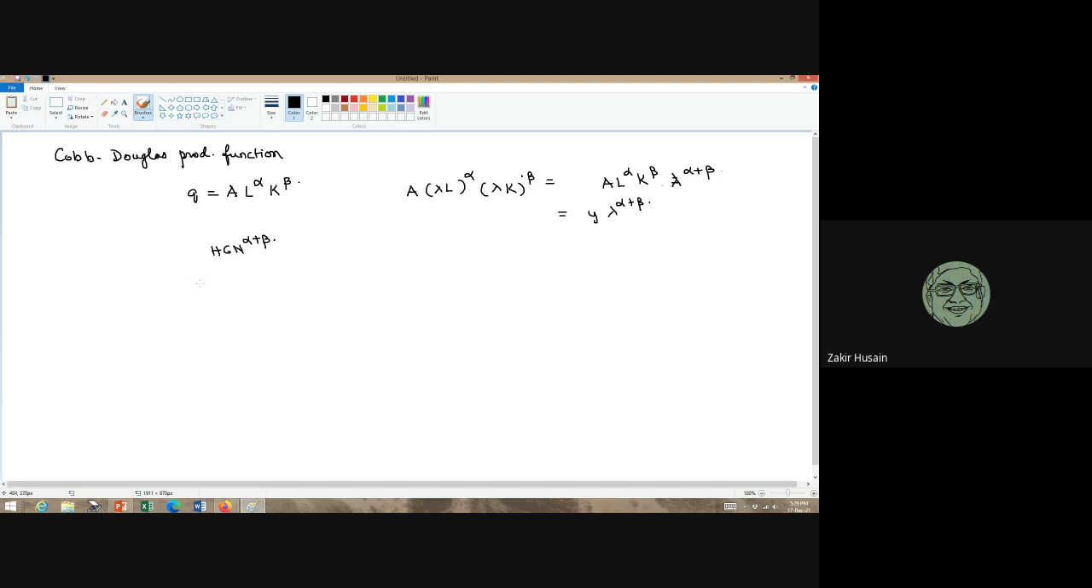And if alpha plus beta is equal to 1, then the degree of homogeneity is 1. We call it a linearly homogeneous production function. Okay.